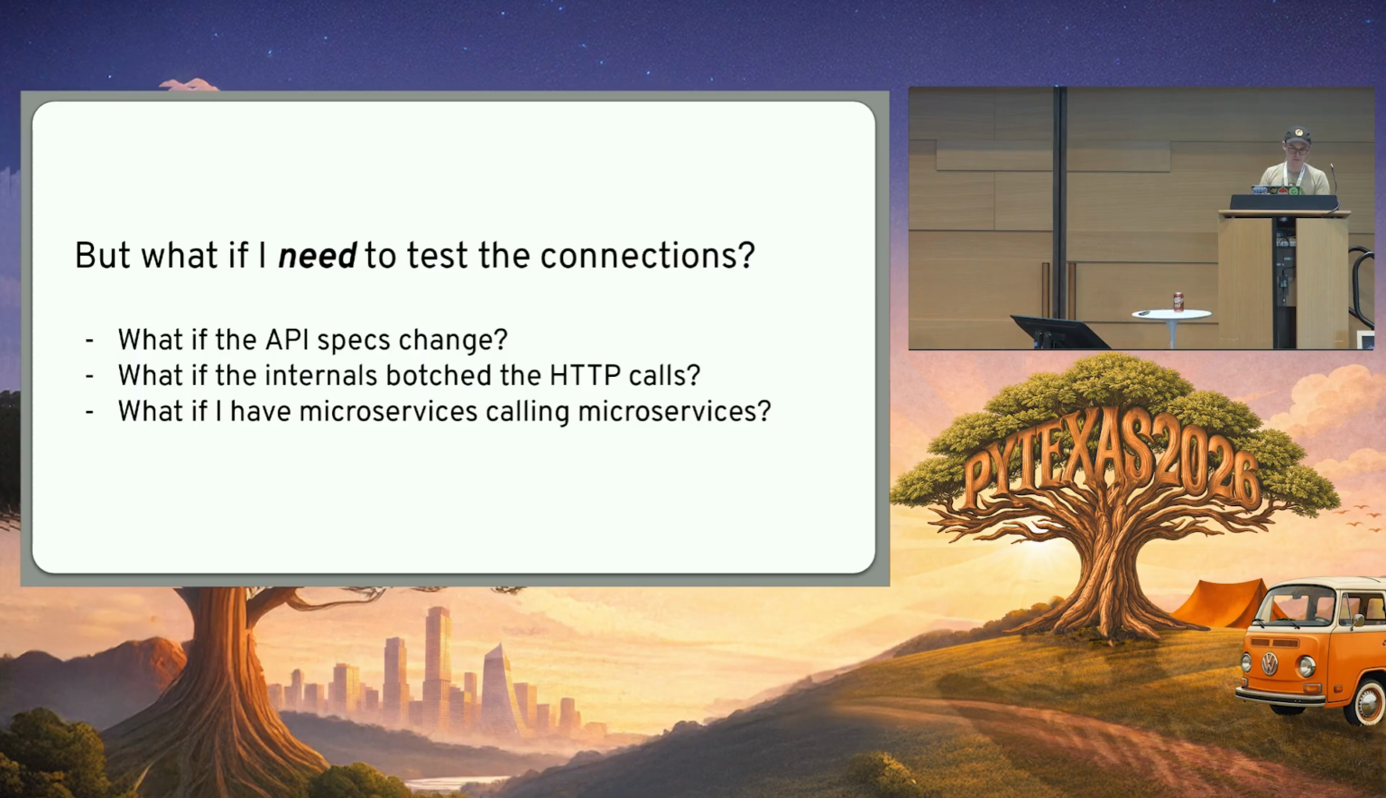Or another case: what if I have a bunch of microservices calling microservices, right? Because microservice all the things, right? You have all these services pinging off of each other, and so now you have this giant mesh where one little change here can ripple tidal waves across your whole ecosystem. This is a valid concern.